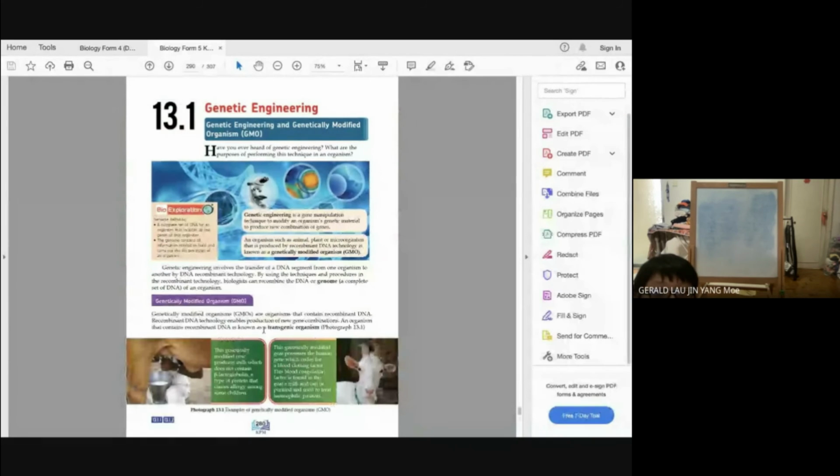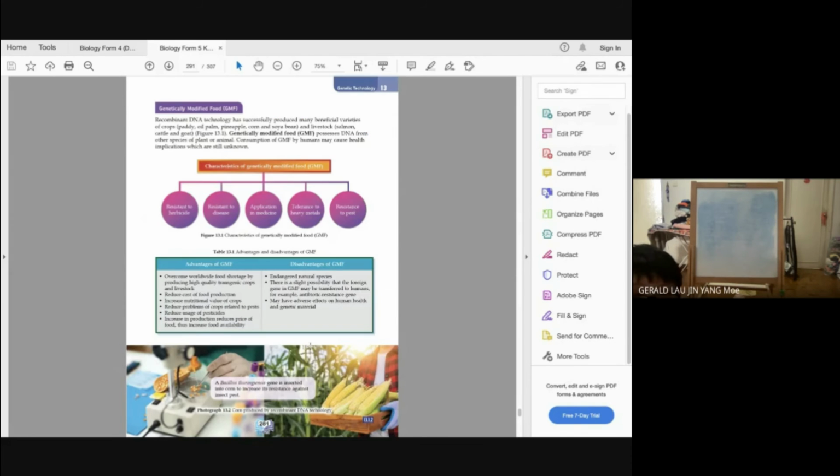Okay, an organism that contains the recombinant DNA is known as a transgenic organism. We have a few examples here. A GMO cow produces milk which does not contain beta-lactoglobulin, a type of protein that causes allergy among some children. A GMO goat possesses human genes that code for blood clotting factor. So the blood coagulation factor is found in goat milk, purified, and used to treat hemophilic patients. All this you just have to read and understand.